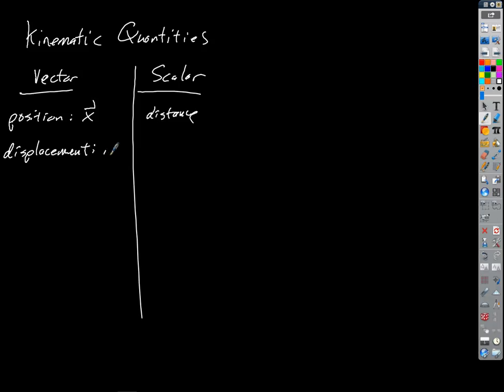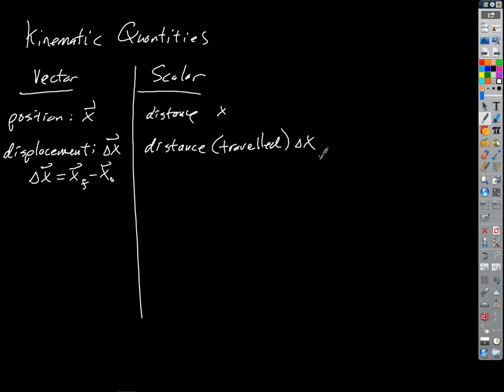And we call that delta x, right? Delta means change in. We could define that as displacement equals the final position minus the initial position, right? And the scalar analog of that would be what? Displacement. They're not identical, but they get at the same thing. Distance traveled. That's kind of like delta x, right?